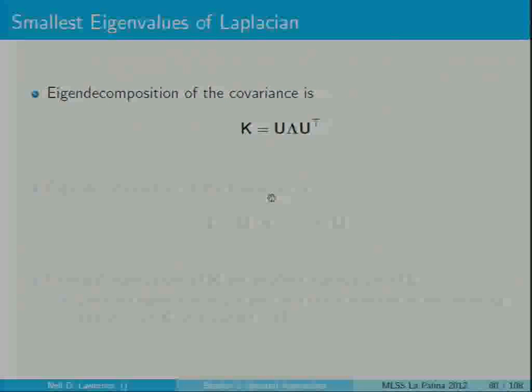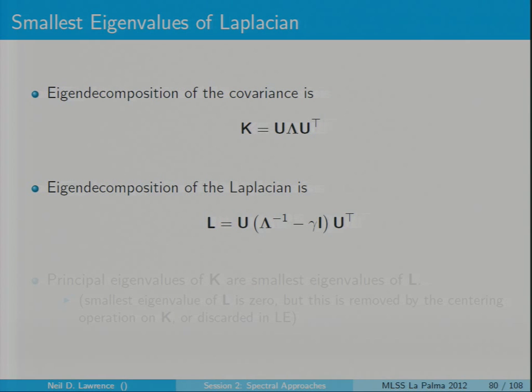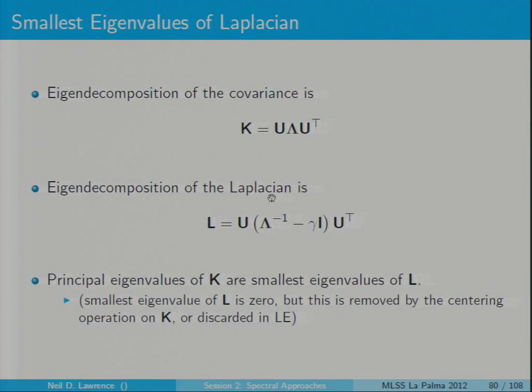So the eigen decomposition of the covariance is this. The eigen decomposition of the Laplacian is that. Okay? So how are these related? The eigenvectors are the same, but the eigenvalues are 1 over each other. And there's also this annoying little guy, but he doesn't affect the eigenvectors. He has to be there for the maths. Principal eigenvalues of K are the smallest eigenvalues of L.